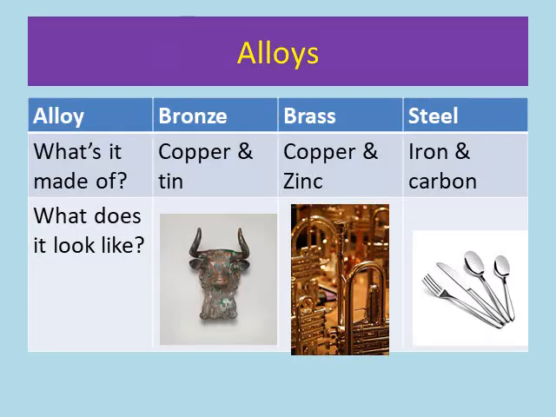So this is what those three alloys are made of. So bronze is often used for making things like statues, and it's made of copper and tin mixed together. Brass is often used for making things like musical instruments because it's quite sonorous as well, another one of the properties of metals. And that is made of copper, but instead this time the copper is mixed with zinc instead of tin. And steel is often used to make things like cutlery.